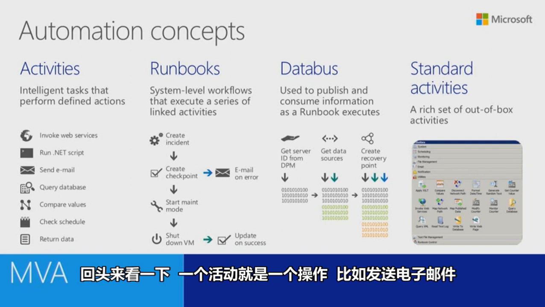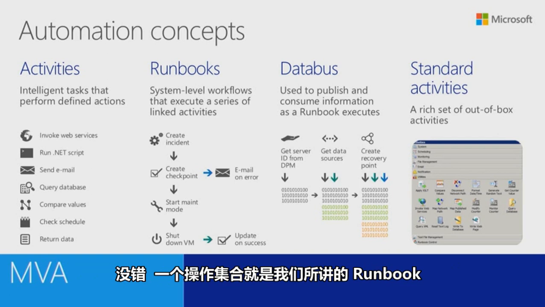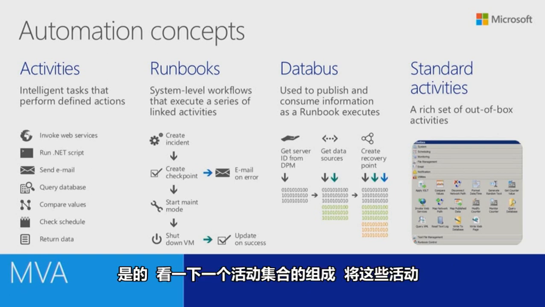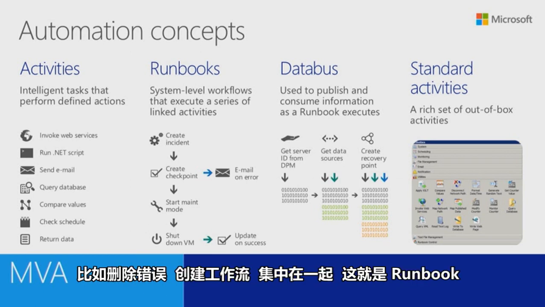So take it a step back. Basically, an activity is an action, such as send an email. Absolutely. And a collection of actions, that's what we call a runbook. Yeah. If you look at the composition of a series of activities and you string them all together, dropping arrows and creating workflows, we get the runbooks.